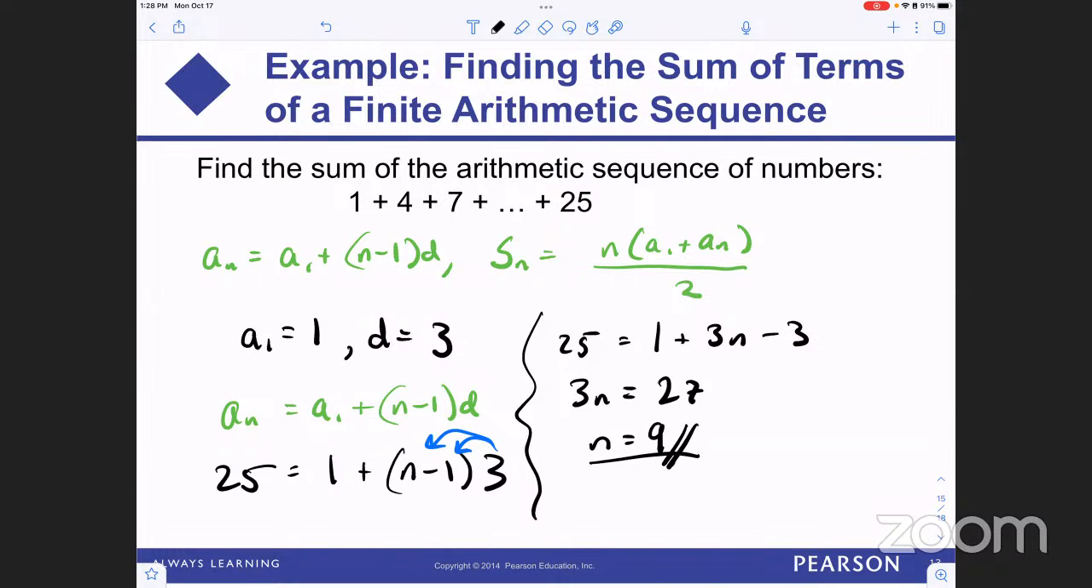Now we want to go back and find the sum of the first 9 terms. That's going to be our n, which is 9. The first term is 1. The 9th term is 25. And whatever that is divided by 2. So 1 plus 25 is 26. 26 divided by 2 is 13, times 9 is 90, plus 27. What is that? 117.